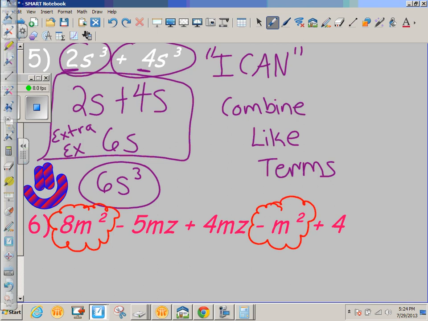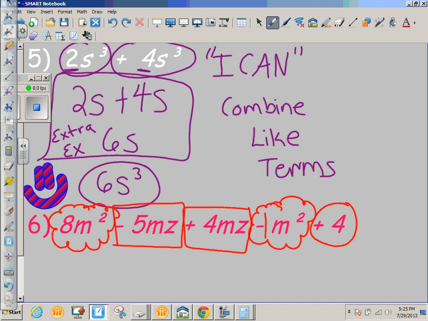And another thing to remember, anytime I do not see a number in front of a variable, we know that number is a 1. So in this case, it's a -1. I also have a -5mz and a +4mz. And then last but not least, I have a constant of a 4, so I'll just use a circle for the +4.